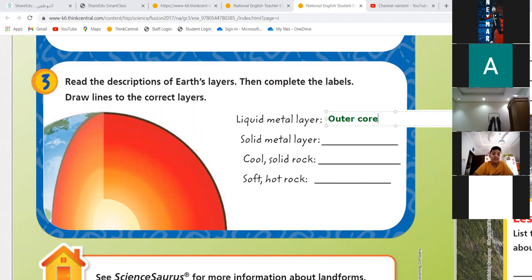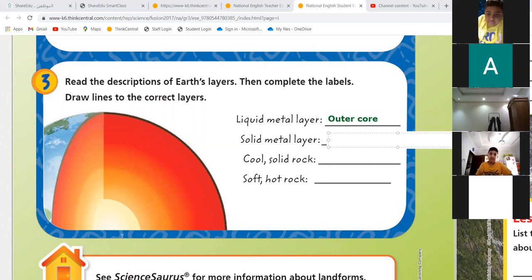Now, Khalid, what is the solid metal layer? Which one? What do we call it? What is the name of the solid metal layer? It is the earth center down deep.